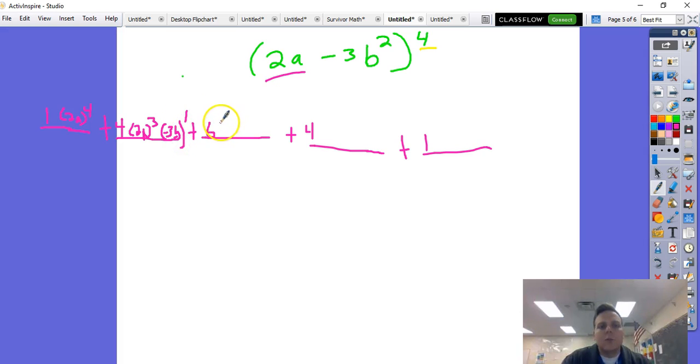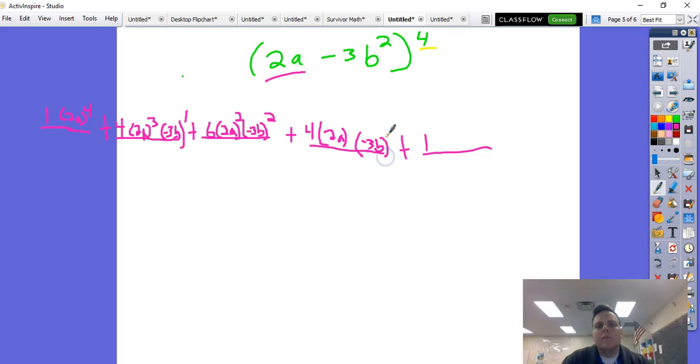Okay, now your first term drops a power. So now it's 2a to the second. Negative 3b also to the second, because it gets to increase a power. So now your first term drops a power, so it's just 2a. Your second term gets to increase in a power, so it's negative 3b cubed.